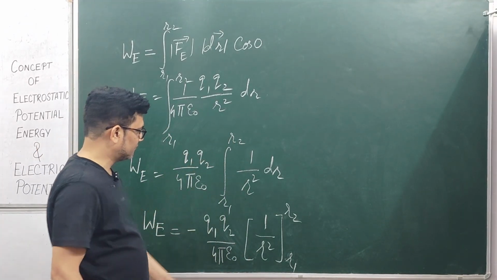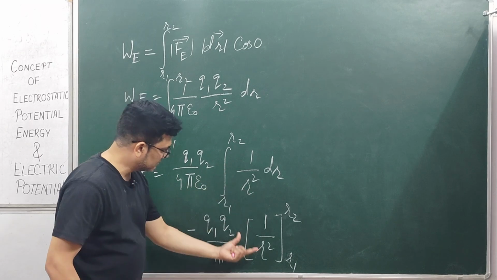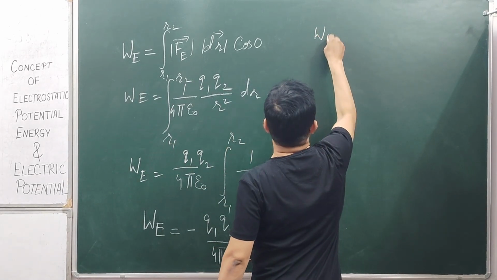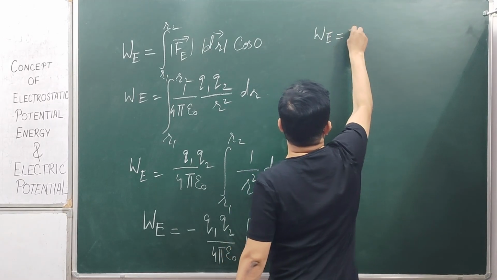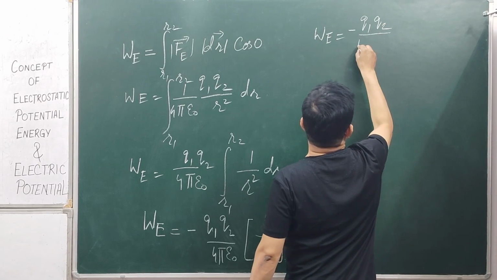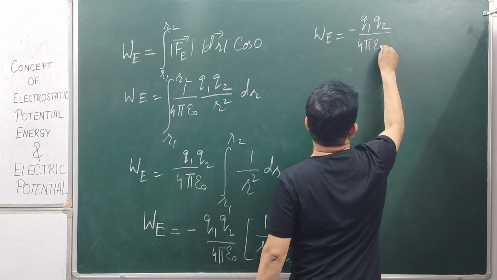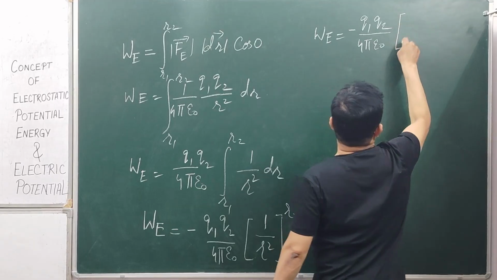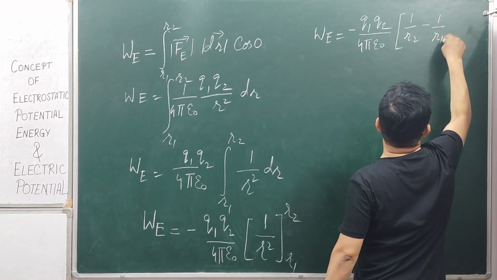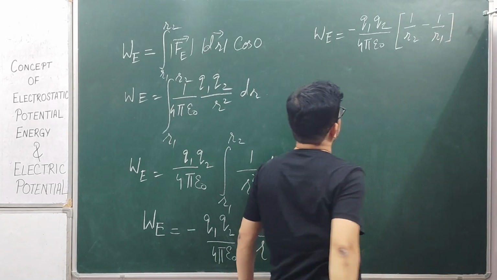We have evaluated this definite integral, and so now we get finally We is equal to minus of q1 q2 by 4 pi epsilon naught, and then we have here 1 over r2 minus 1 over r1. This is what we get.